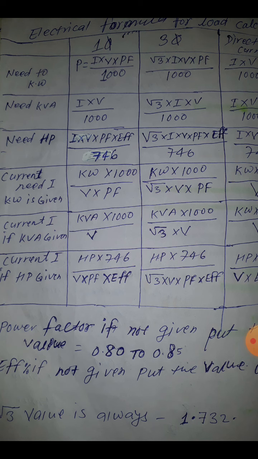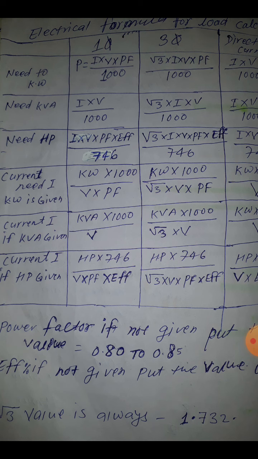Suppose one motor is 2 HP, single phase, 230 volt. How do we calculate this? HP times 746 divided by volt times PF times EFF. So you also divide by the efficiency.